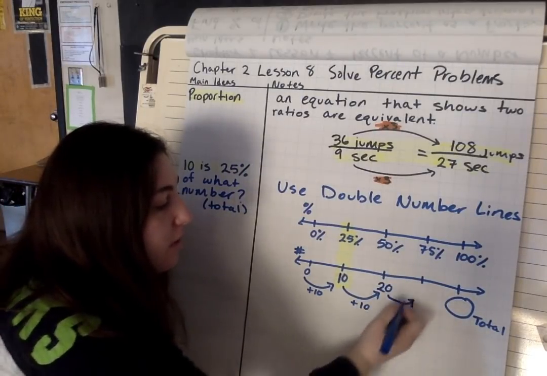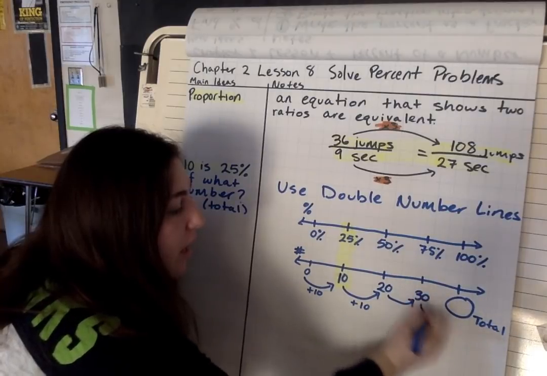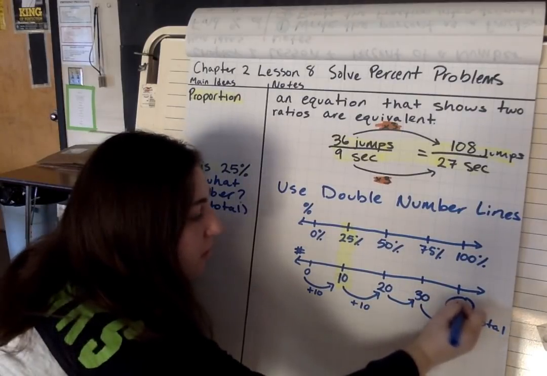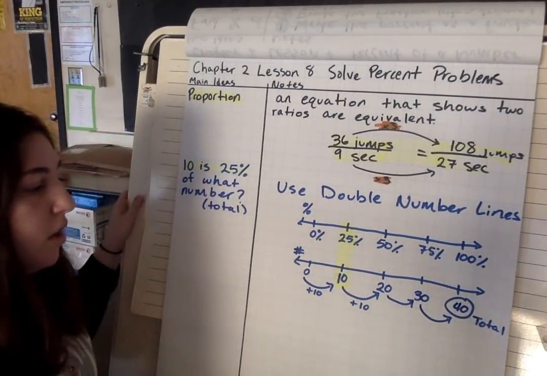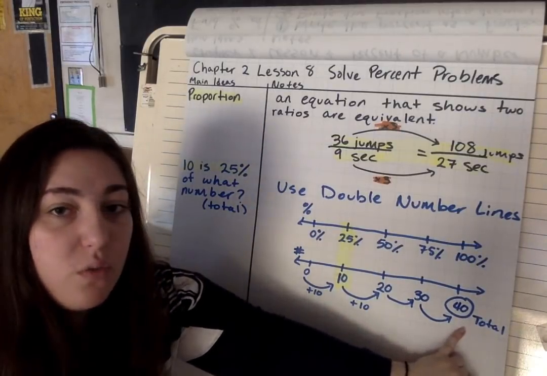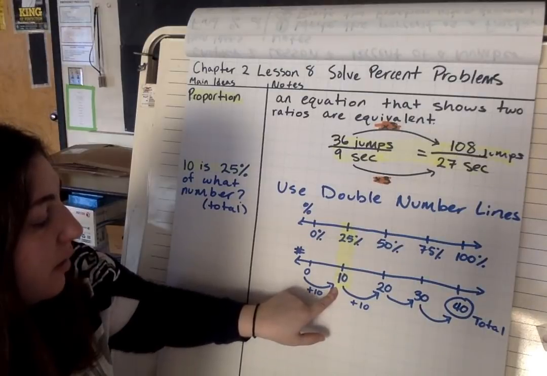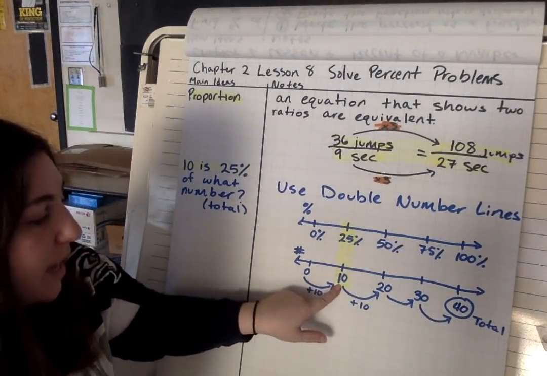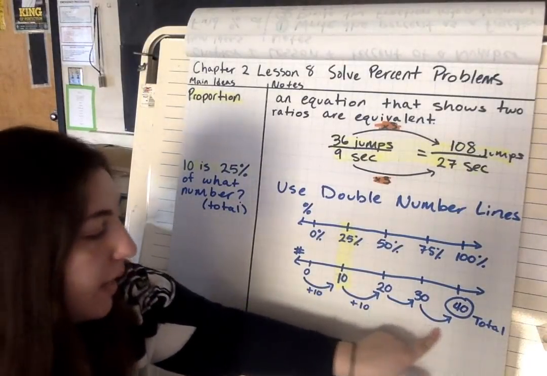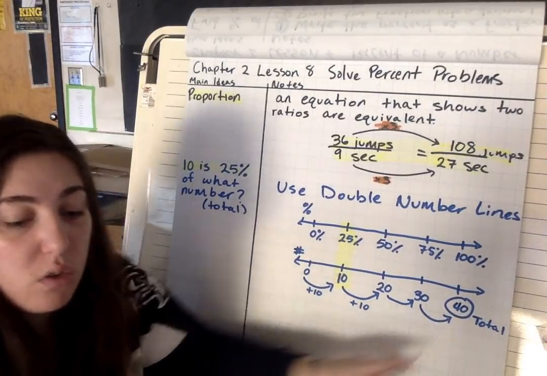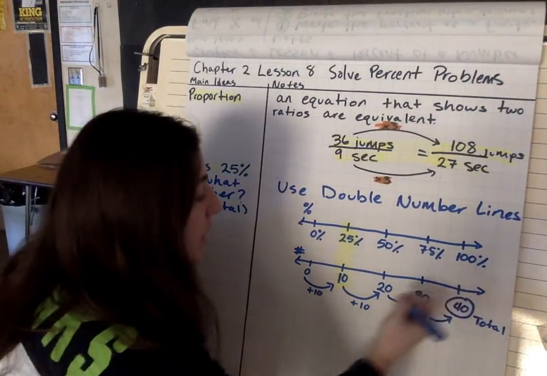And then we're going to add another 10, 30, and another 10, 40. So we found that our total is 40, okay? From knowing what 25% of the total was, being 10, we were able to find the total, okay? So our answer for this problem is 40.